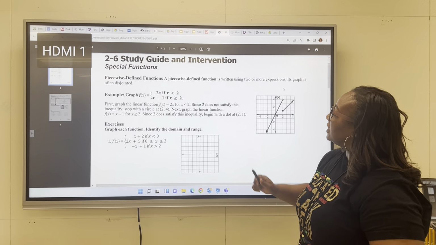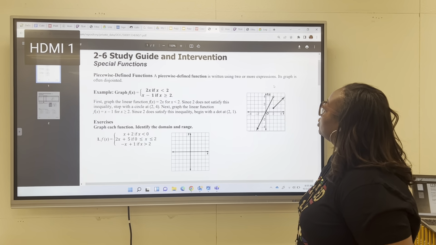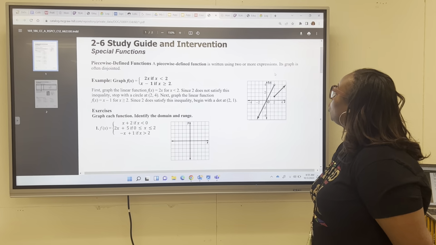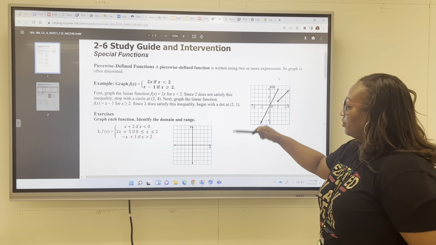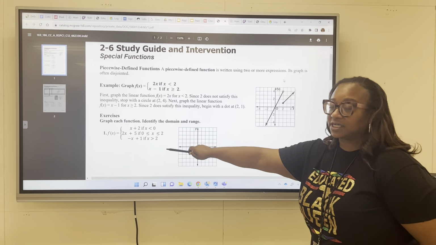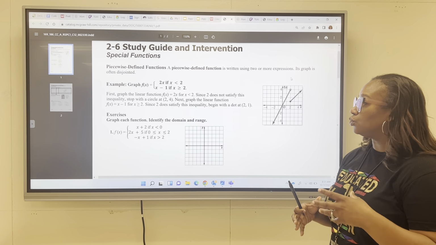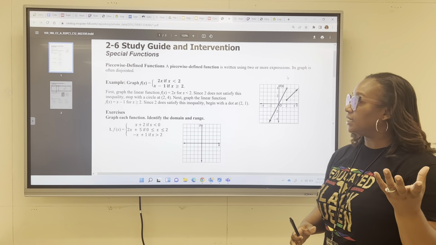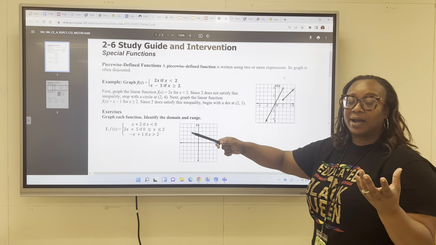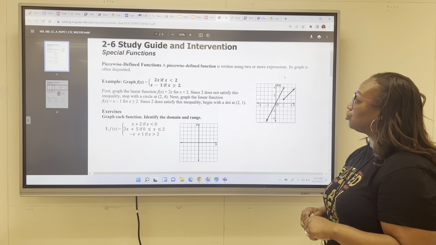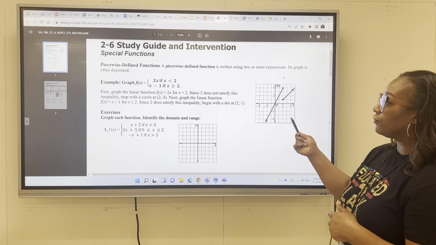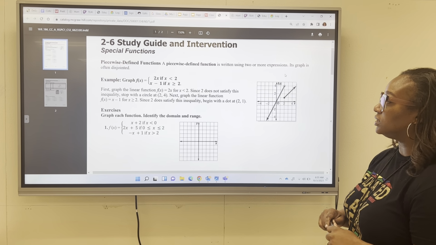All right, so it says a piecewise defined function is written using 2 or more expressions. On this worksheet, we're going to get up to 3 expressions in some of these. So it's really going to be key and important that we're able to remember how to graph a line and how to read domain to where we're able to actually do that restriction. All right, so I'm going to go over the first example, and then we're going to do problem 1 together.